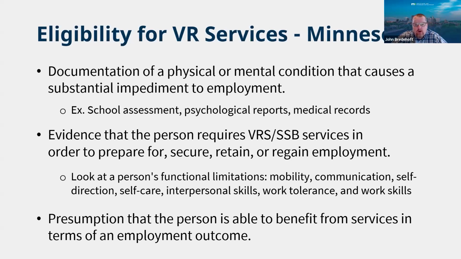We do have something called priority for services, where if funding gets tight, we assign priority for services. So priority 1 would be somebody that has functional limitations in three or more areas. Priority 2 would be 2 areas, and priority 3 would be 1 area. If somebody is on Social Security disability, SSDI or SSI, they would be presumed eligible for services and be able to be served right away.